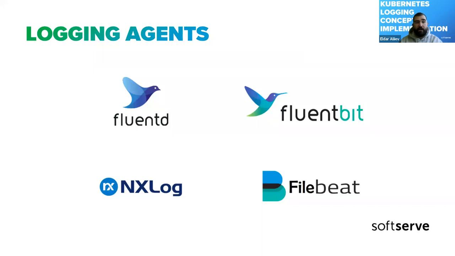The first step is collection, and we need to select the logging agent that we will use. For Kubernetes, the main logging agents presented on this slide are FluentD, FluentBit, NXLog, and Filebeat. There are a lot of different agents, like CloudWatch logging agents or, for example, Promtail. But for now, we are just talking about the golden standards for Kubernetes logging.